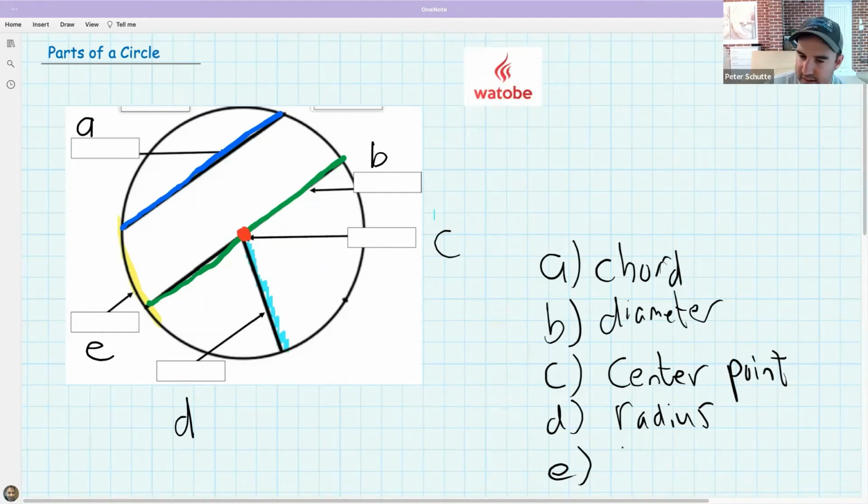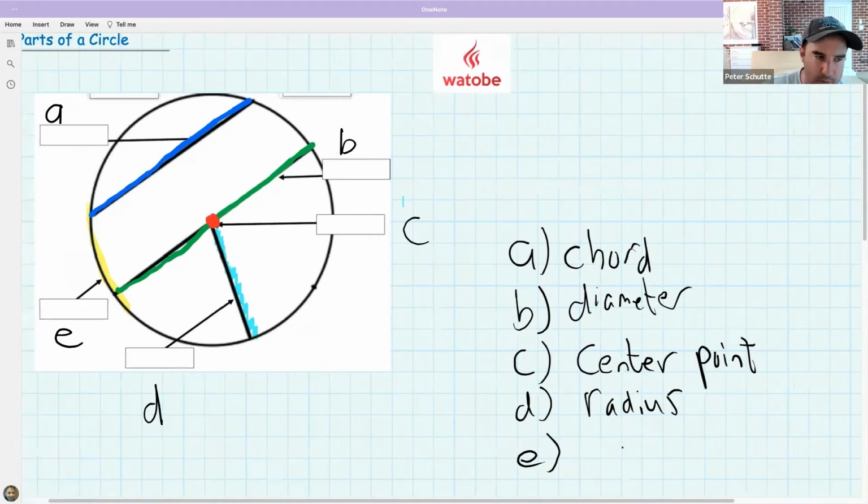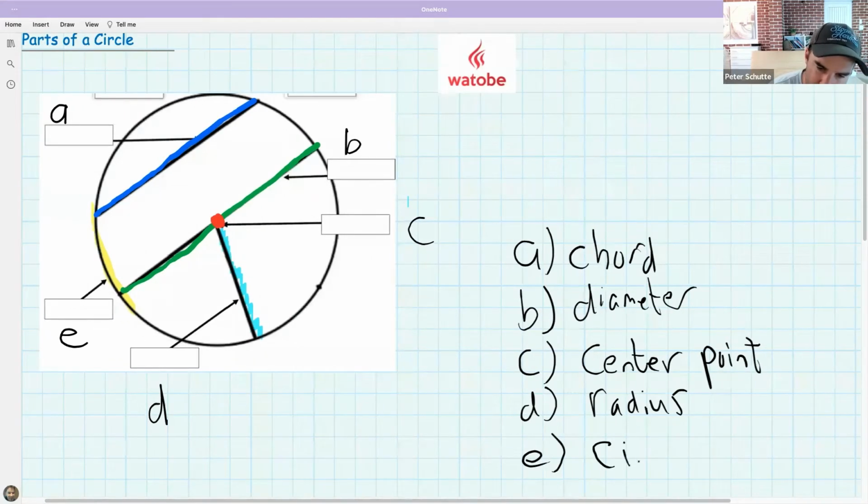Now, E is probably best described as the circumference, but there is another special word that we could use if the curved line doesn't go the whole way around. A circumference means that the thing goes the whole way around. But what happens in the situation where it only goes part of the way around? What would the word be in that situation? Who knows the word for part of the way around a circle?